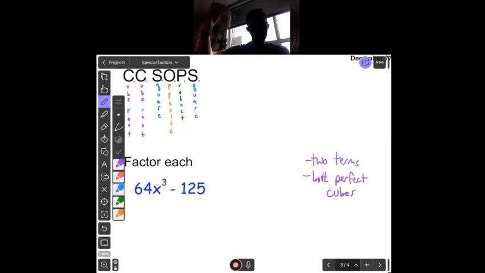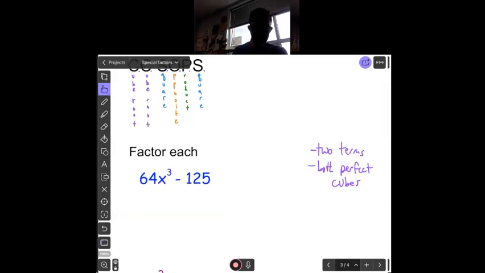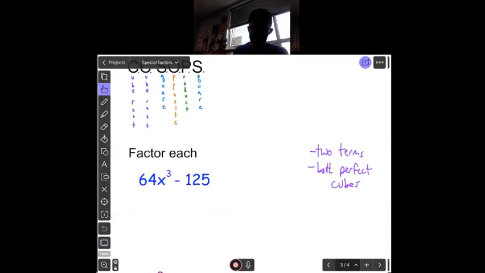So that's why I sent you guys that thing saying, hey, you should probably know some of your perfect cubes, 1 through 10. Do you know that 125 is a perfect cube? Do you know that 64 is a perfect cube? If you don't recognize it, it gets very hard to do this because, again, it's very pattern based. Well, they both are. Okay.